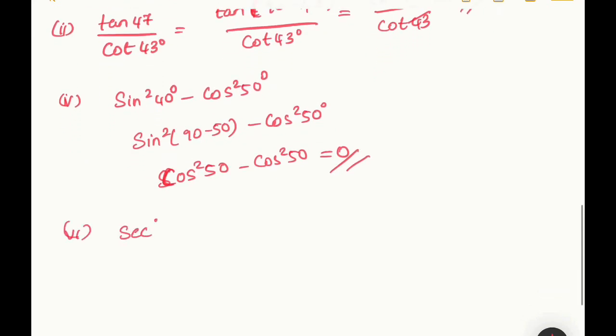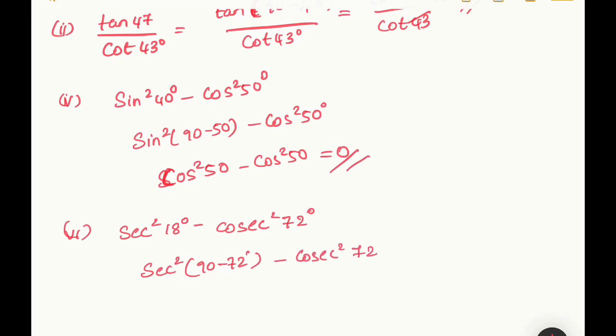Sixth one, secant square 18 degrees minus cosecant square 72 degrees. Secant square of 90 minus 72, minus cosecant square 72. That is cosecant square 72 degrees minus cosecant square 72, equal to 0. This is how you will be solving this type of questions. Hope it's clear to you.